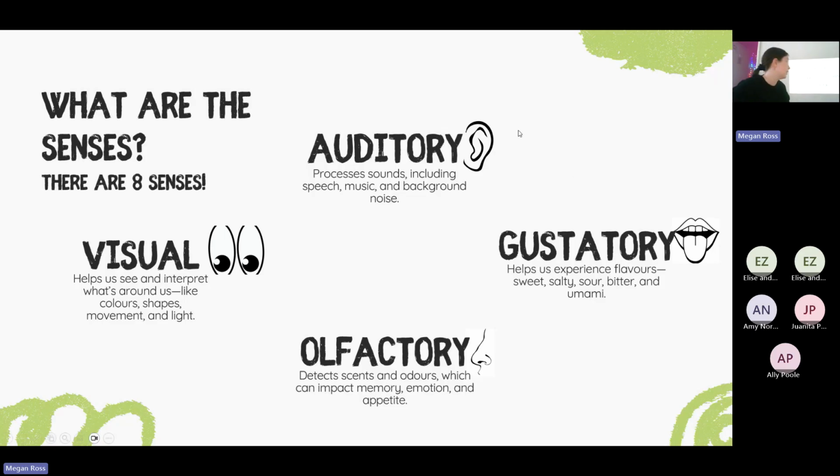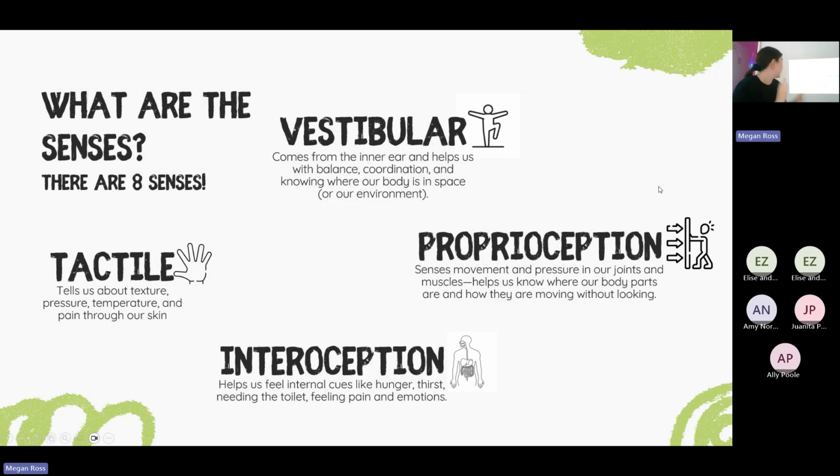And then we've got tactile, so the things we can feel. It tells us about texture, pressure, temperature, pain through our skin. So that's that light touch, so things we can feel on the surface of our skin. So someone tapping us, clothes on our body, temperature, texture, things like that. And now these other three are the ones where I think it can get a little bit more confusing, or the ones that people don't know as much about.